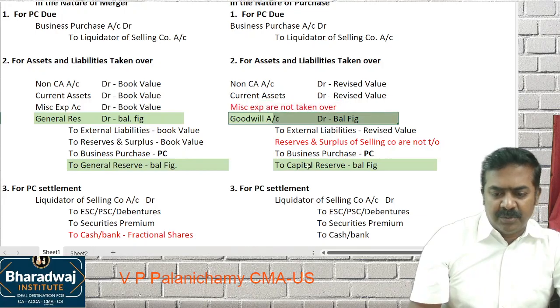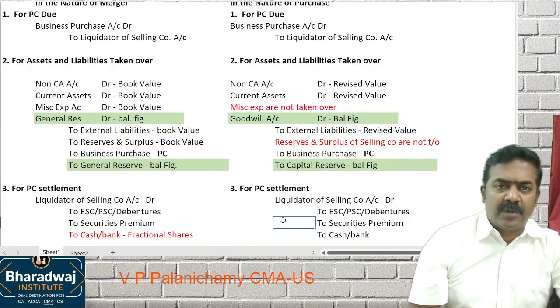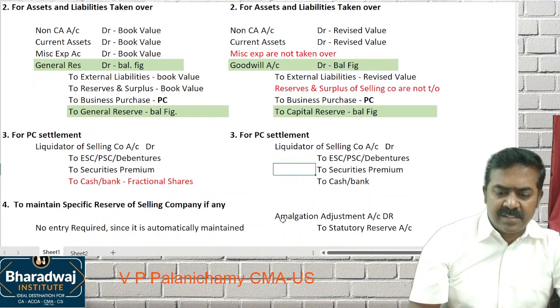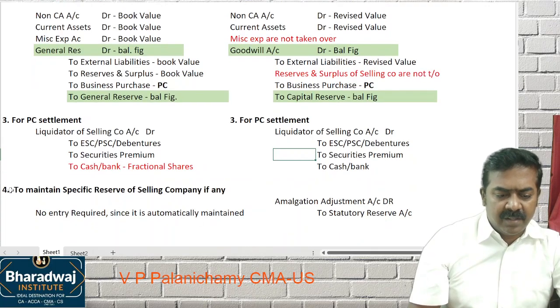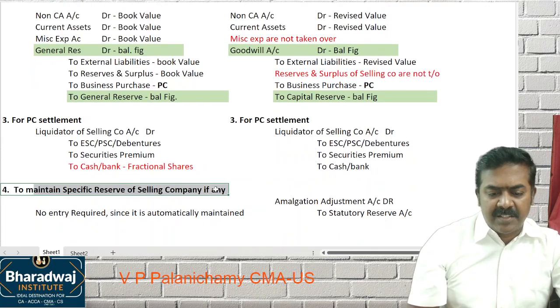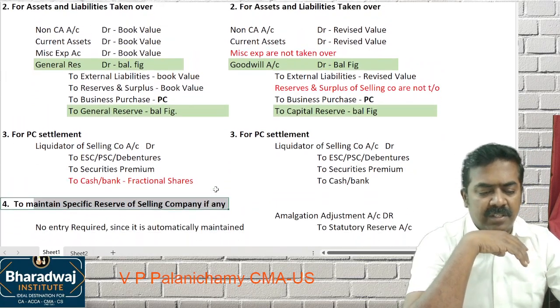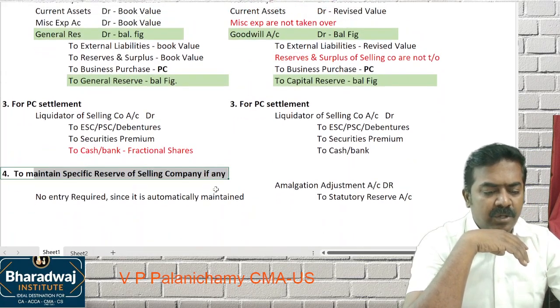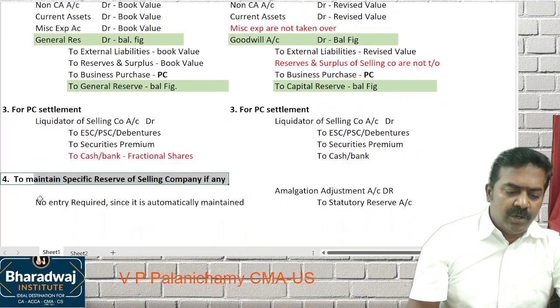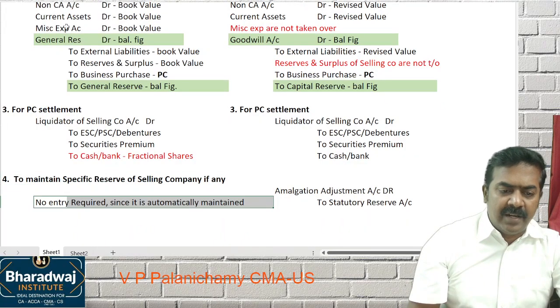In purchase, no such issue. The balancing figure either becomes goodwill or which one? Capital reserve. Settlement of purchase consideration, same. Sometimes you have to maintain the selling company's reserves. Why? Certain reserves are statutory or compulsory in nature. To maintain such reserves, no entry is required because it is automatically maintained.